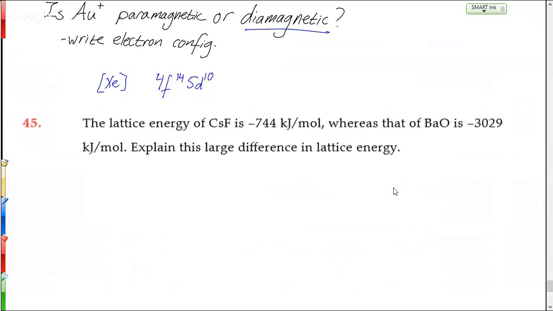This is 9. What causes that big difference? What are the two things that affect lattice energy? There's two factors that make a big difference in lattice energy. Charge and size. So which one is the effect here?